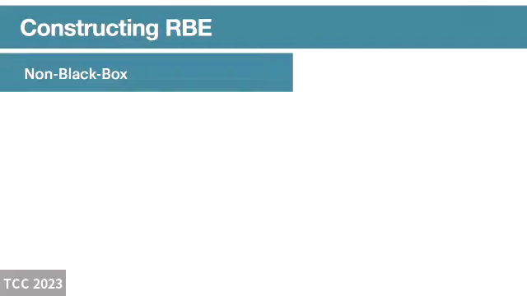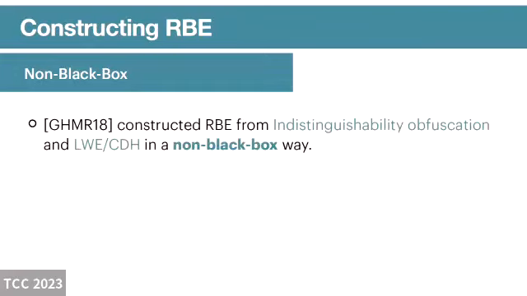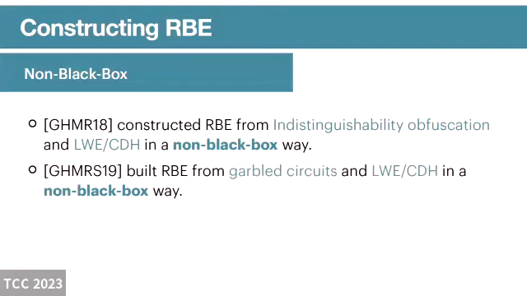So now, with this new efficient definition of RBE, let's look at the existing constructions. The original paper that introduced RBE constructed RBE from indistinguishability obfuscation, and the subsequent work built RBE from garbled circuits. But both of the works used their underlying assumptions, which were LWE or CDH, in a non-black-box way. So at that time, we knew that RBE can be constructed based on basic assumptions like LWE or CDH. Then what are we looking for? What is the problem here?